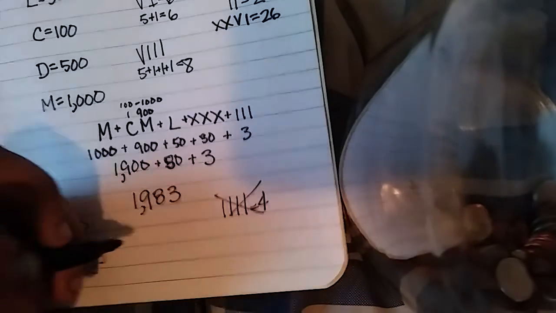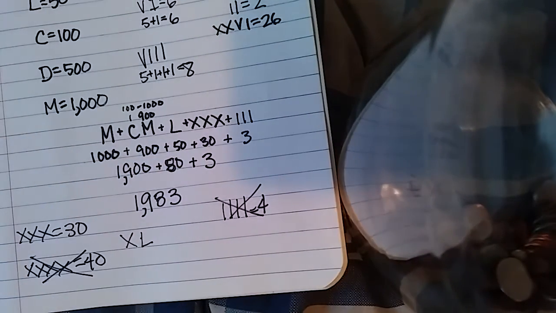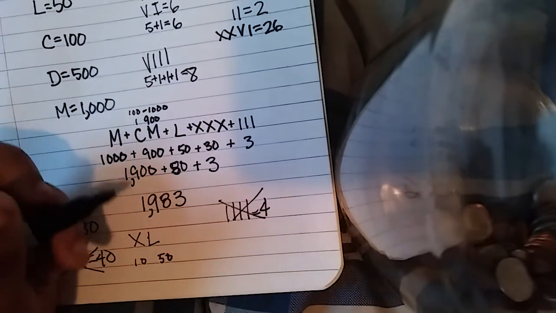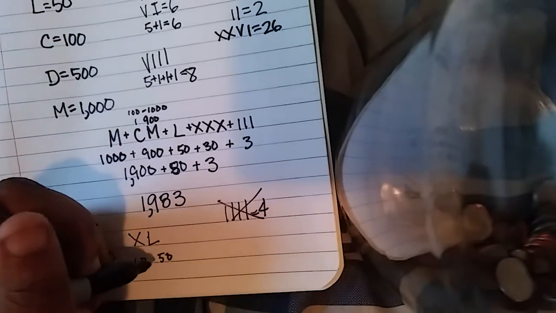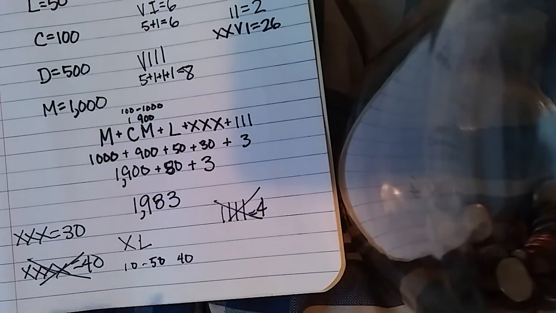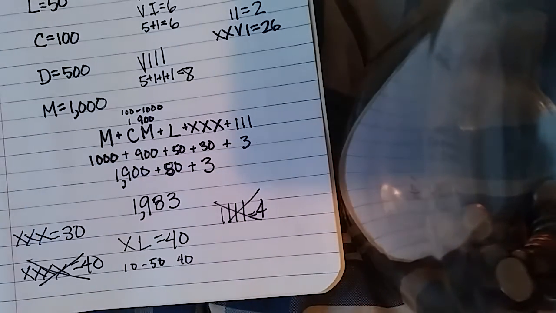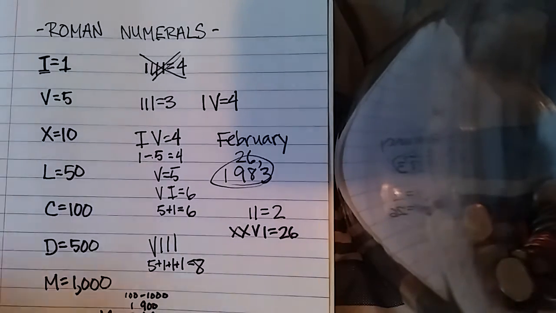If you want to see 40, you take X, L, because X is 10 and L is 50. And as the rule goes, if the smaller number is in front of the larger number, you subtract. So that will be 40. 50 minus 10 equals 40. That's how you put 40 in Roman numerals. Roman numerals are actually simple, but there are certain rules you've got to know.